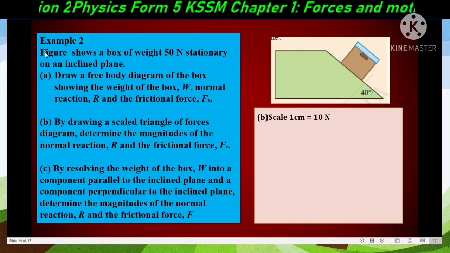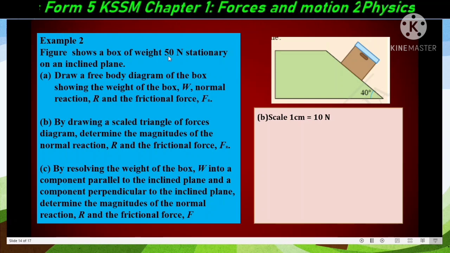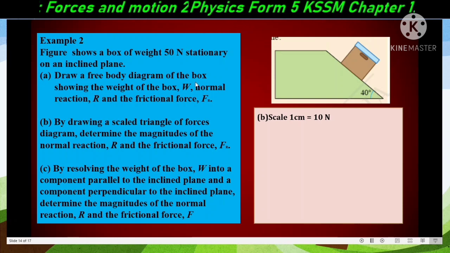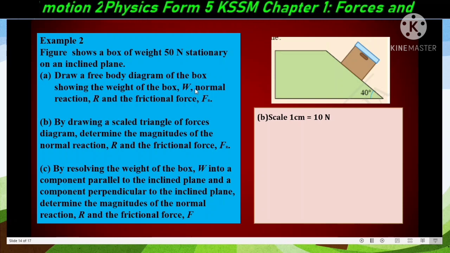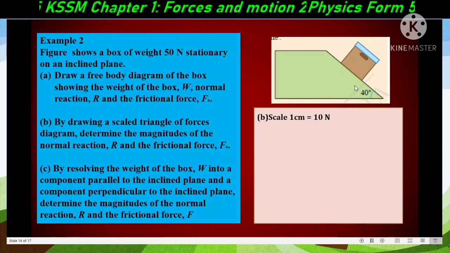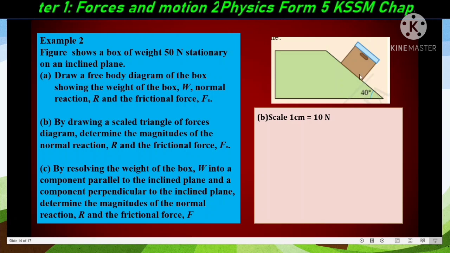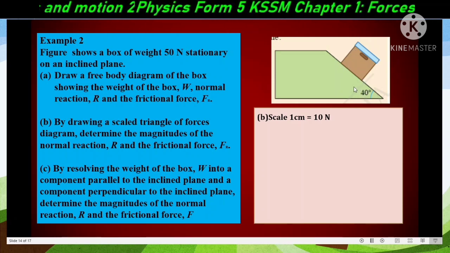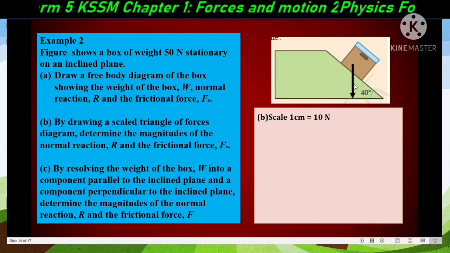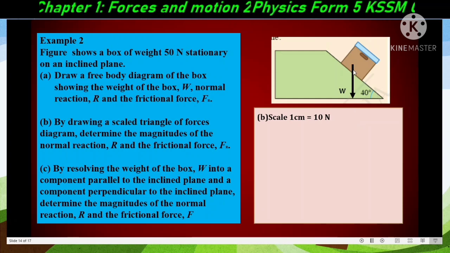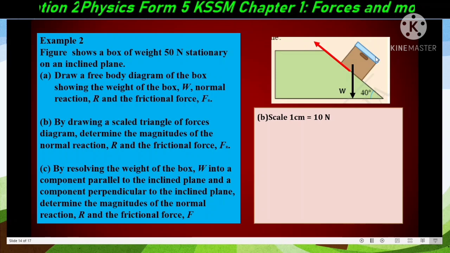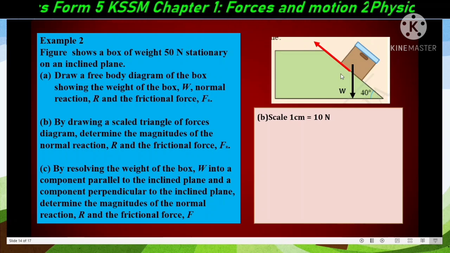Okay, let's look at the second example. We have a box of weight 50 Newton stationary on an inclined plane. Draw a free body diagram of the box showing the weight of the box W, the normal reaction, and the frictional force Fr. Okay, let's try to draw first. So this is the box. First of all you can mark, directed downwards, the weight of the box. And then there is a friction. Let's say friction is upwards because the box has a tendency to move down. So this is the friction.